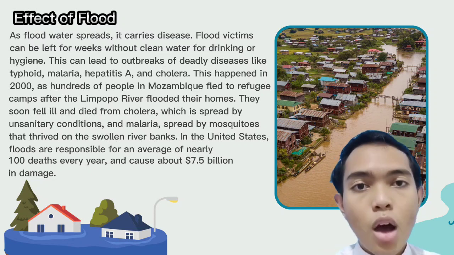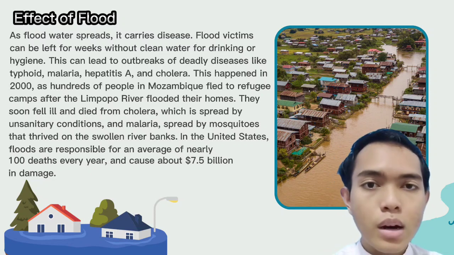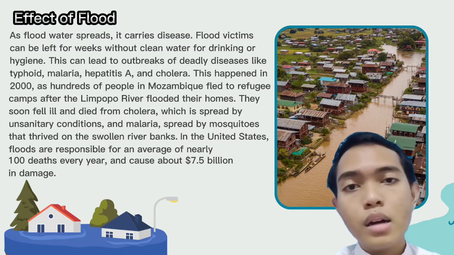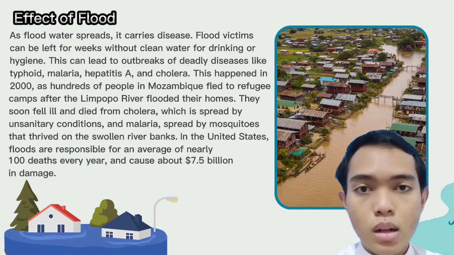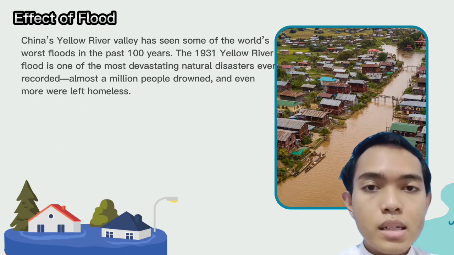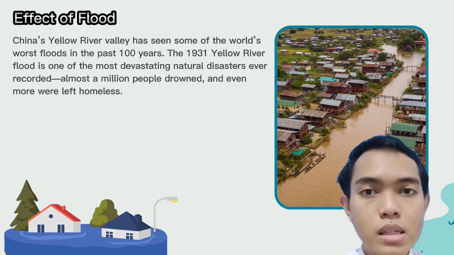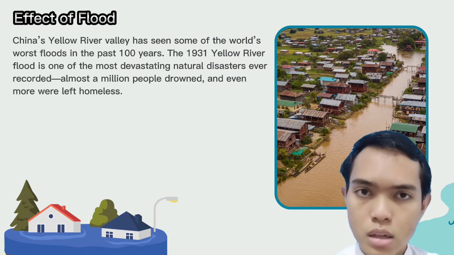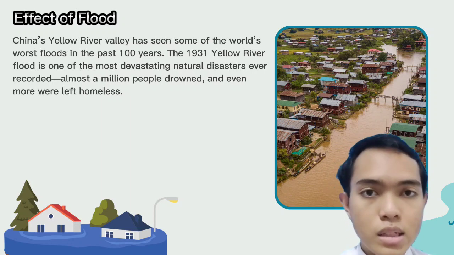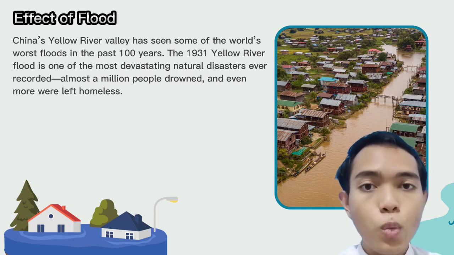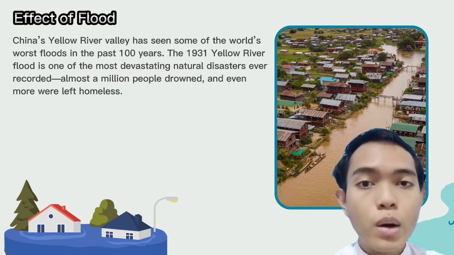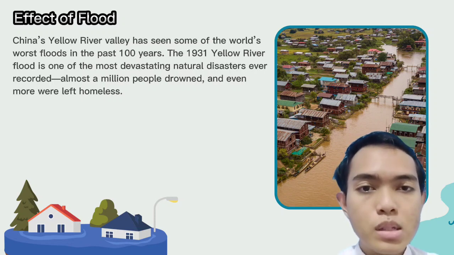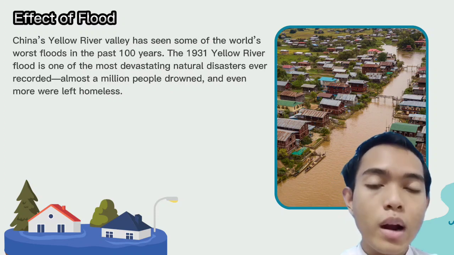In the United States, floods are responsible for an average of nearly 100 deaths every year and cause about 75 billion US dollars in damage. China's Yellow River Valley has seen some of the world's worst floods in the past 100 years. The 1931 Yellow River flood is one of the most devastating natural disasters ever recorded. Almost a million people drowned and even more were left homeless.